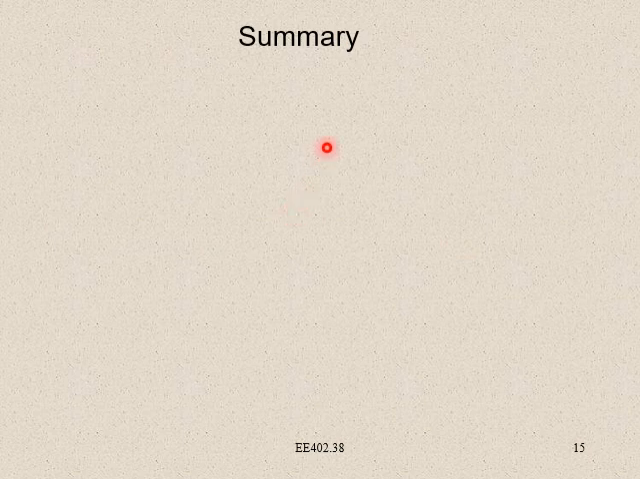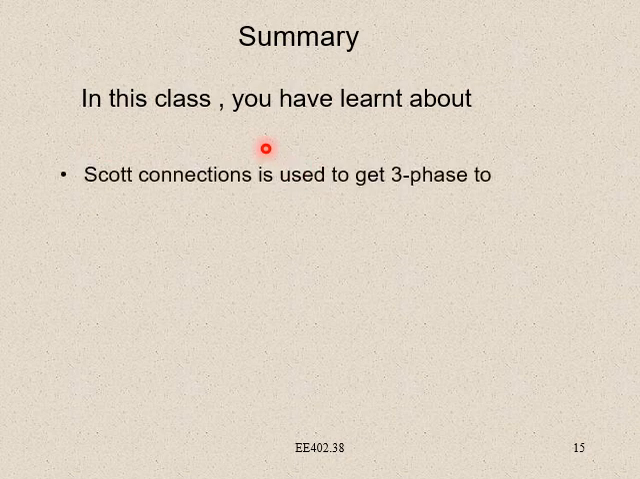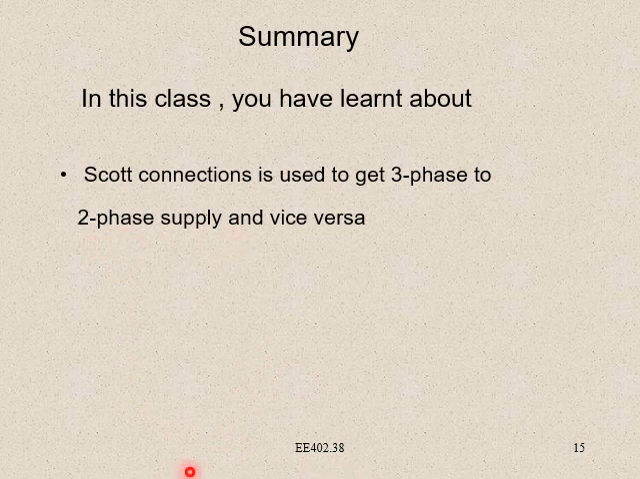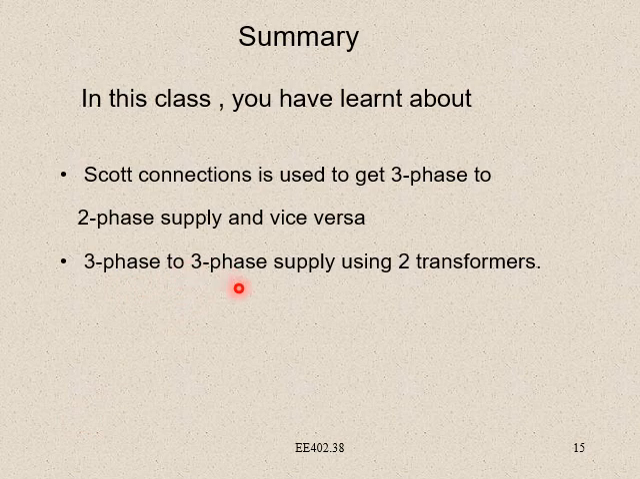So that is about the Scott connection. Let us see a summary of this session. In this class we have learnt about Scott connections used to get 3-phase to 2-phase supply and vice versa, that is from 2-phase to 3-phase, and 3-phase to 3-phase supply using 2 transformers, and advantages and disadvantages. These are the things which we have seen in this session.